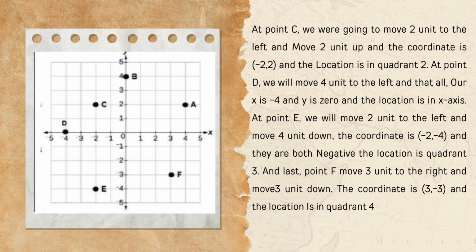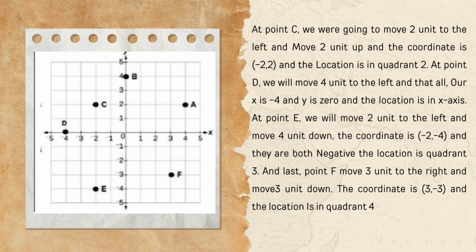At point C, we're going to move 2 units to the left and 2 units up, and the coordinate is (-2, 2). The location is in quadrant 2, meaning x is negative and y is positive, which is (-2, 2). At point D, we will move 4 units to the left, and that's all. Our x is -4 and y is 0.